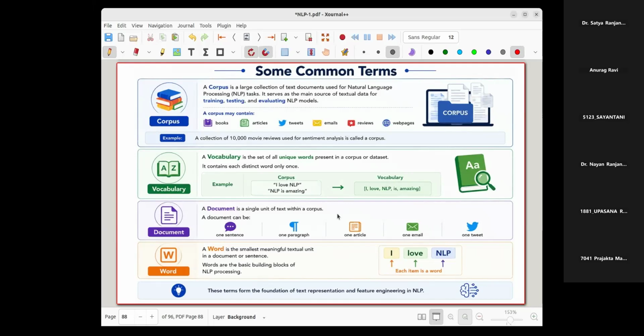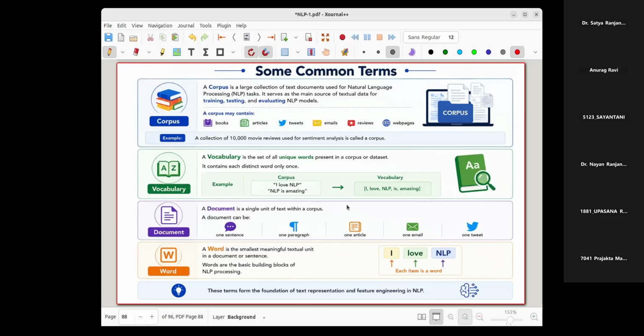It can be one sentence, one paragraph, one whole article, a book, it can be anything. Next is word. Word we already know. Word is the smallest meaningful textual unit in the document. That means every document consists of words, so words are used for processing. That's why tokenization is required.